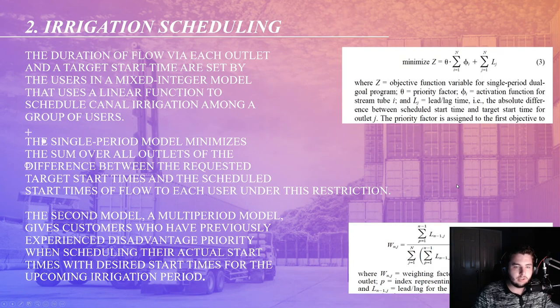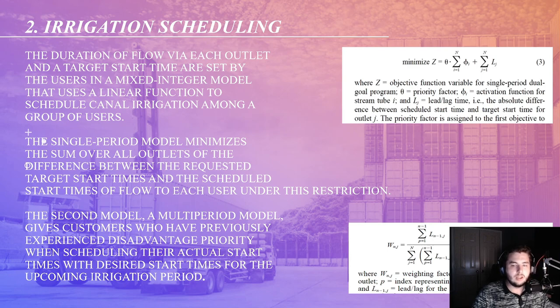The irrigation scheduling paper describes the duration of flow in each outlet to schedule how much each canal gets, pretty much volume of water for each group of users. And the single period model minimizes the sum over all outlets of the differences between the requested target start times and the scheduled start times of flow to each user under this restriction, which is the top equation.